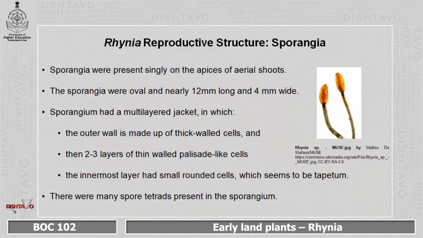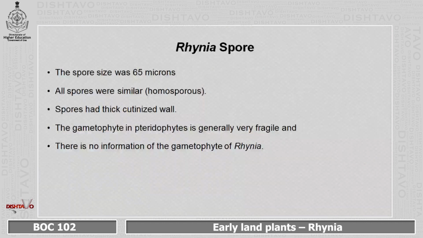The reproductive structure, the sporangia we saw, was oval shaped and present at the tip of the aerial shoot, with a multi-layered jacket. The outer wall was made up of thick-walled cells, the mid layers of thin-walled palisade cells, and the innermost layer had small rounded cells which seemed to be the tapetum. A lot of spore tetrads were found in this sporangium. And then we saw the Rhynia spore, which had a thick cutinized wall. All the spores were of the same kind, so it was homosporous in nature, and the size of the spore was 65 microns. The gametophyte information about Rhynia is not known.